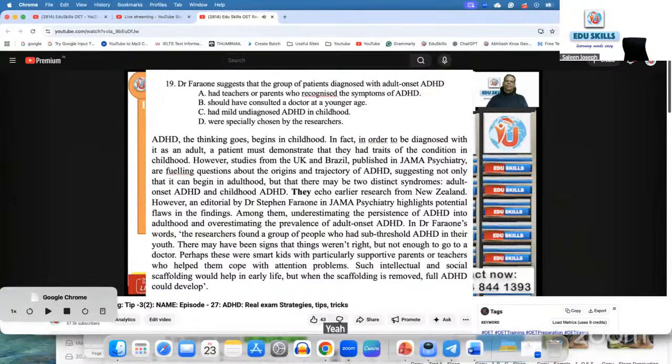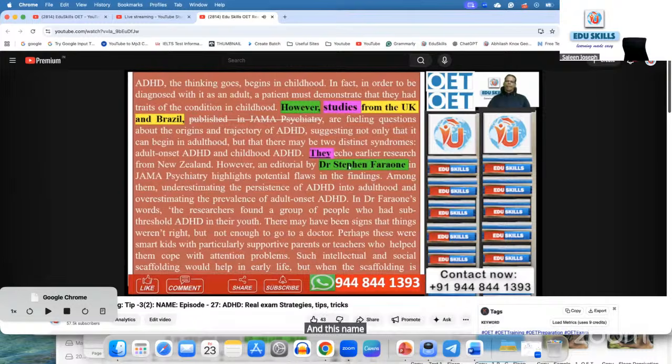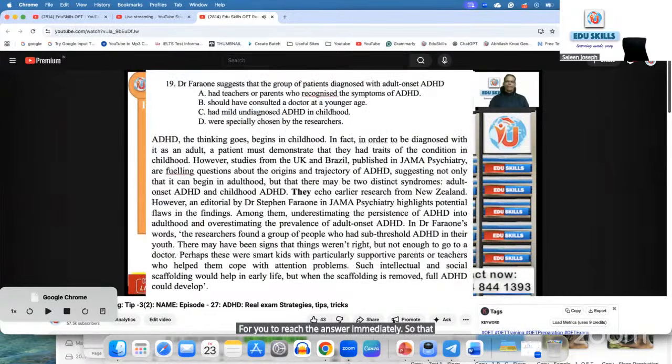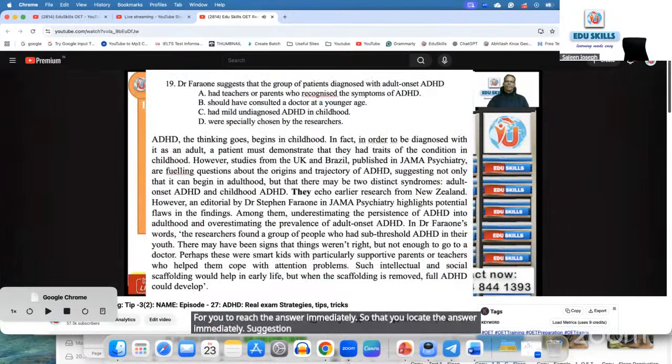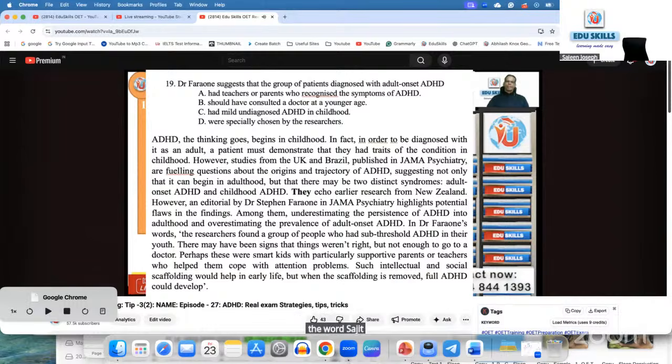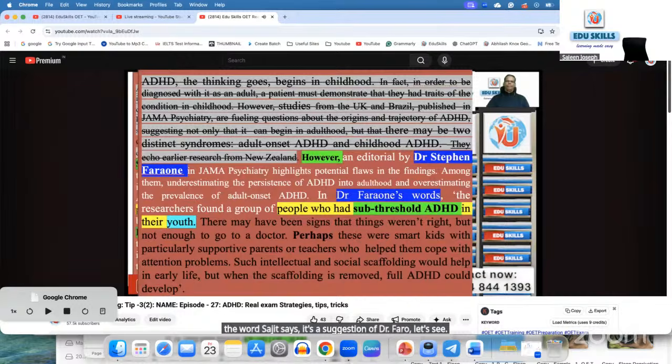Yeah, see Dr. Farron, so you have a name here. Immediately you can go to the text to find out the name. And this name leads you to this particular answer. Again, a clue for you to reach the answer immediately, so that you locate the answer immediately. Suggestion, it's a suggestion, you know. The word suggest says it's a suggestion of Dr. Farron. Let's see. See here.